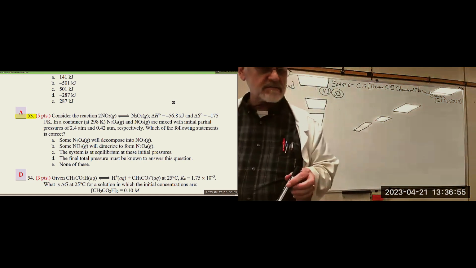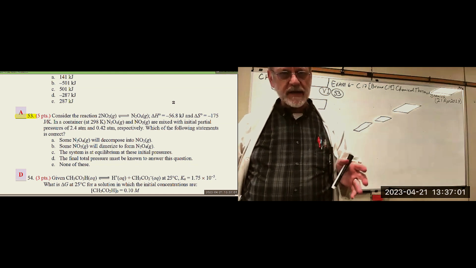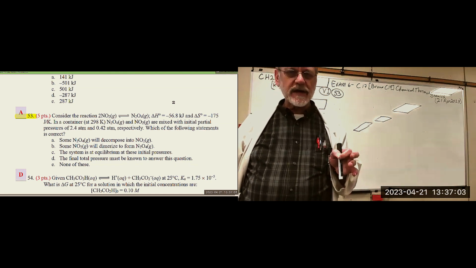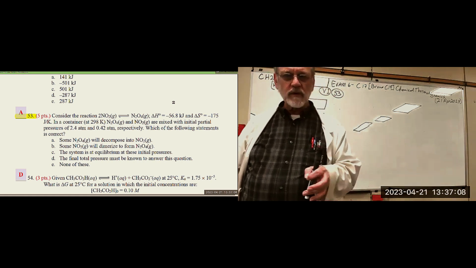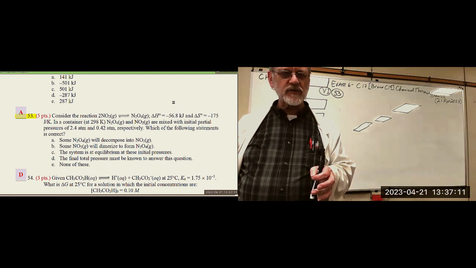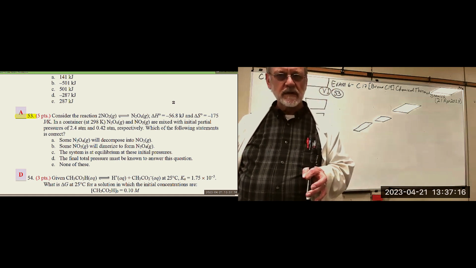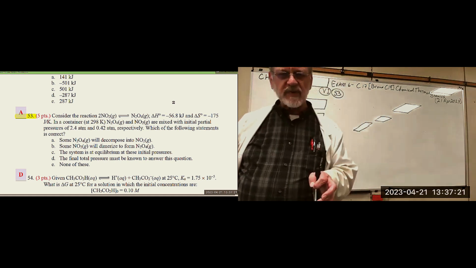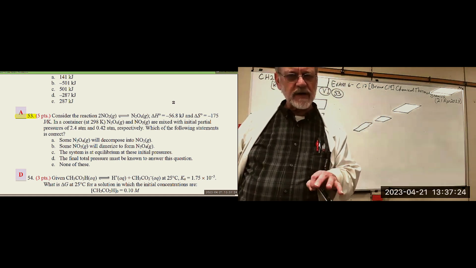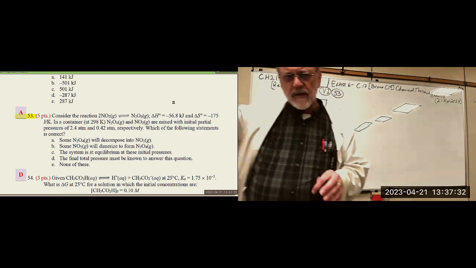Consider this reaction. 2 NO2s yield N2O4. There's the delta H, there's the delta S in a container at 298 K, which is 25 degrees. N2O4 and NO2 are mixed with initial partial pressures 2.4 atmospheres and 0.42 respectively. Which of the following statements is correct? Some N2O4 will decompose into NO2, some NO2 will dimerize. System is at equilibrium. The final total pressure must be known to answer this question. All right.